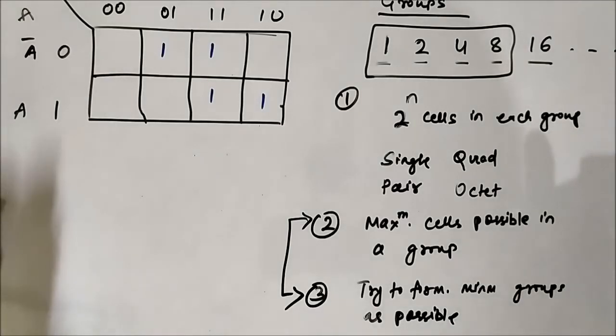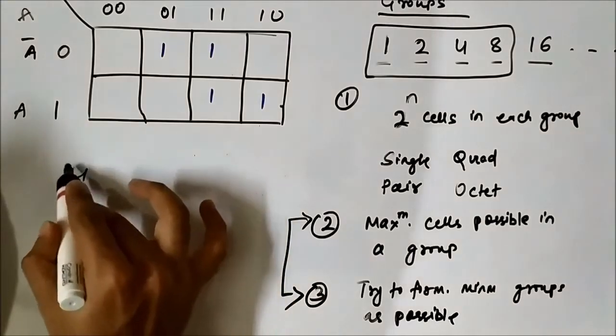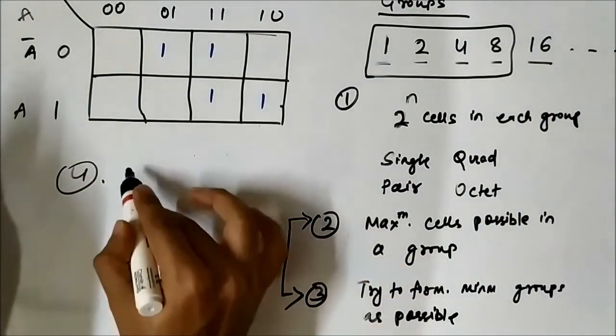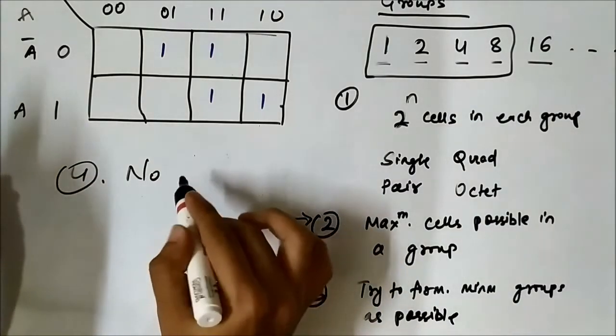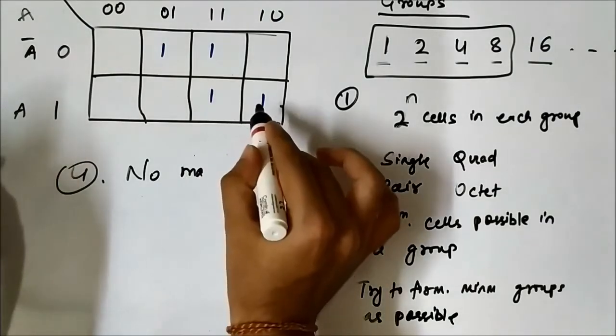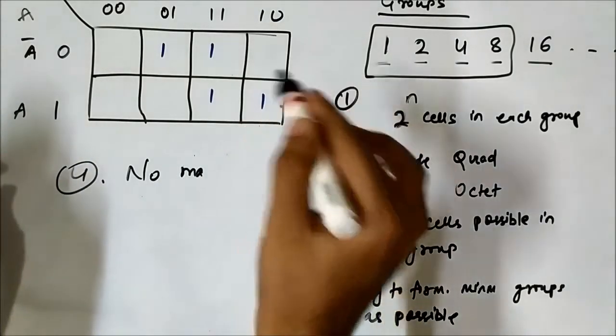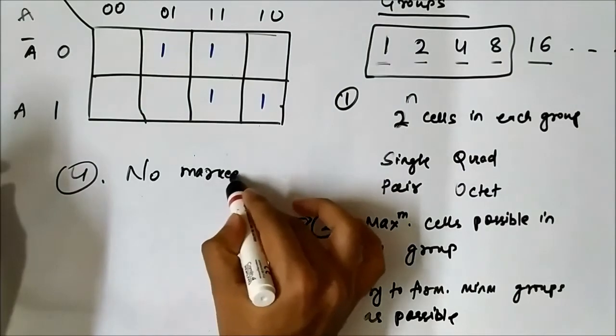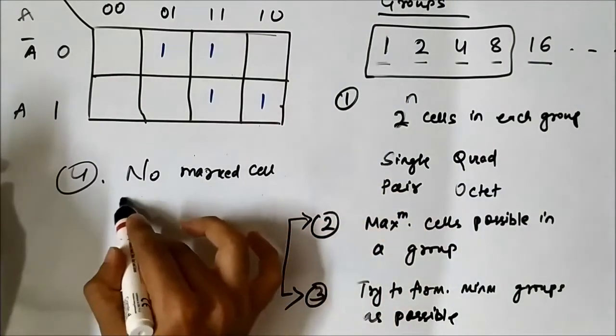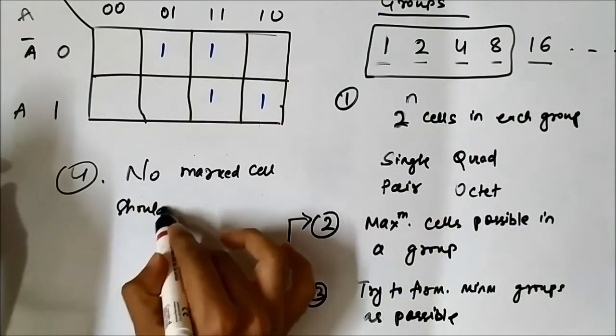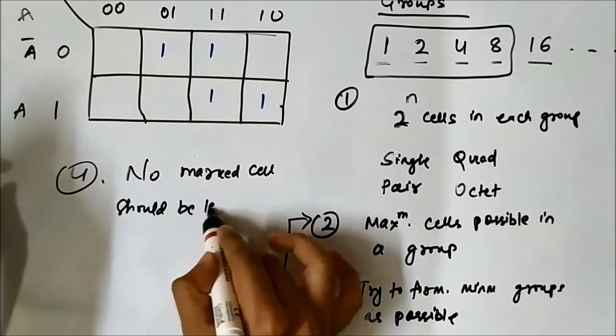And the fourth condition, which we can say is an important point, is that no marked cell, whether it is marked 1 or 0, should be left behind. Everything should be covered.